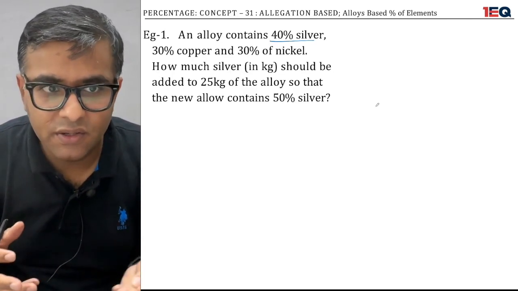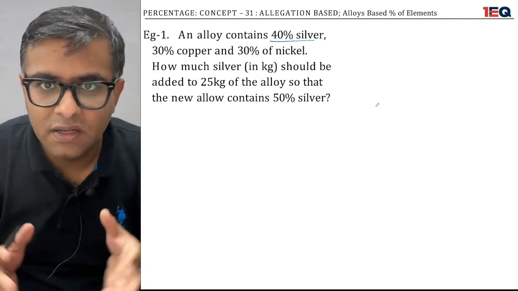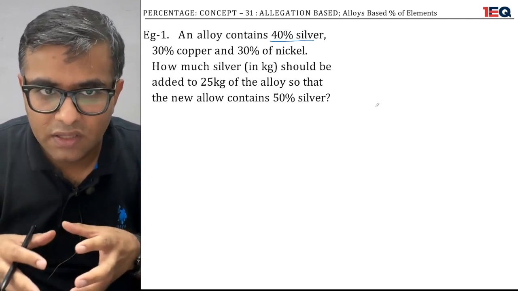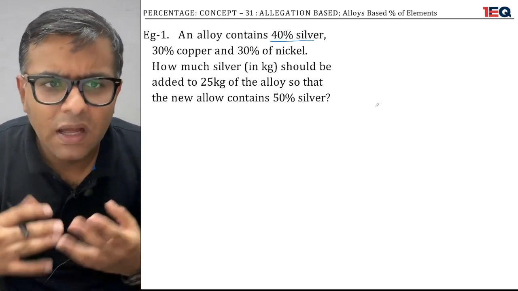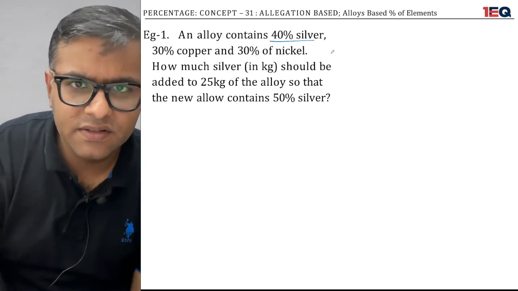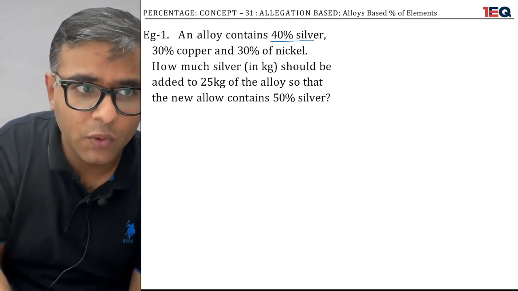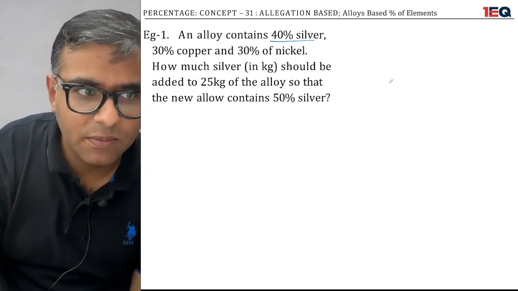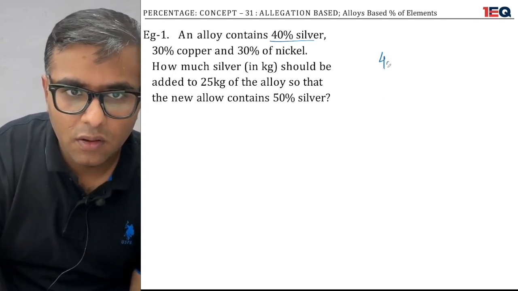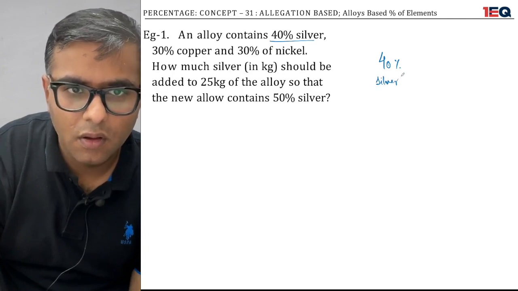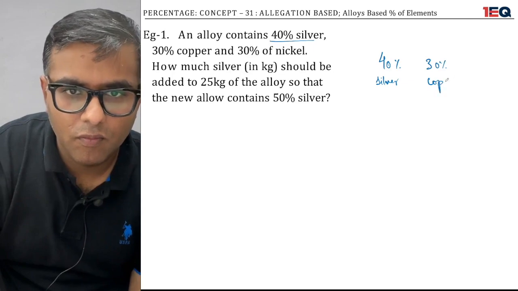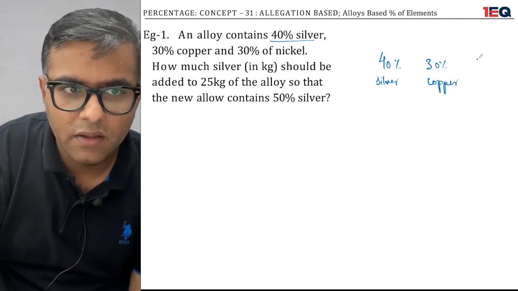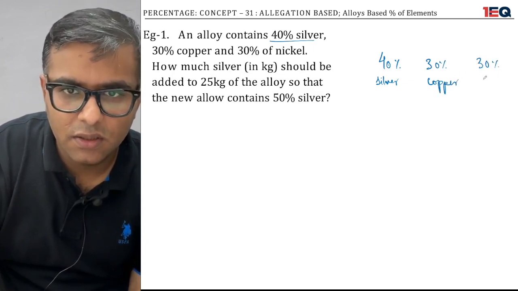Like if I introduce nickel and silver and copper and tin, then this is how they create an alloy. Some alloys are like brass, aluminium. I'll give you a very thorough and detailed list later. An alloy contains 40% silver, 30% copper, and 30% nickel.